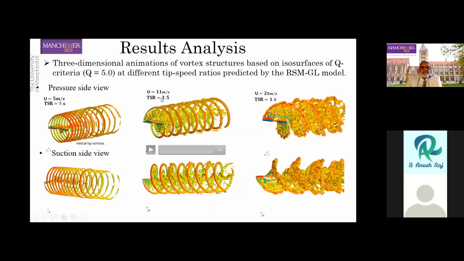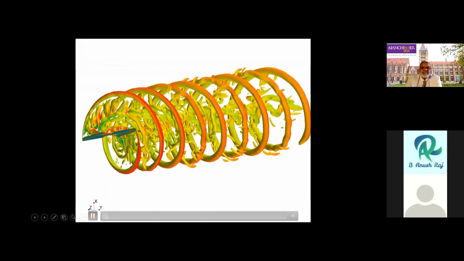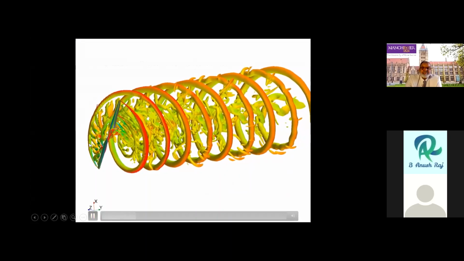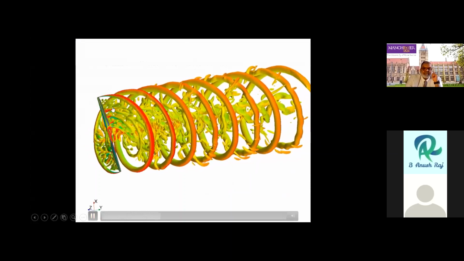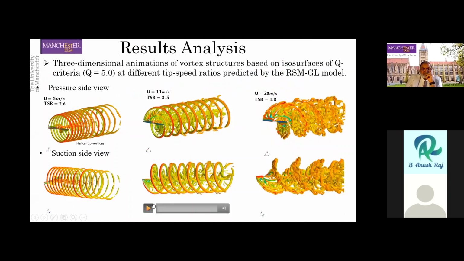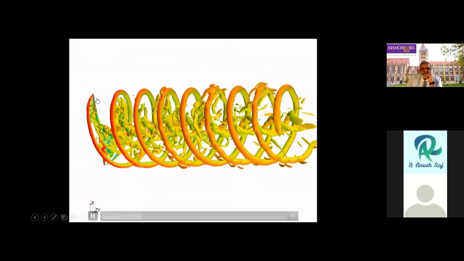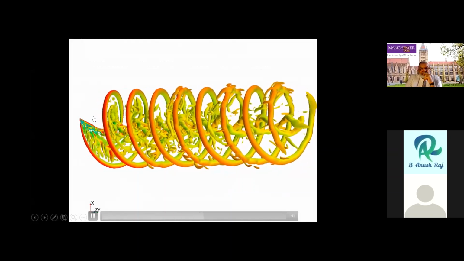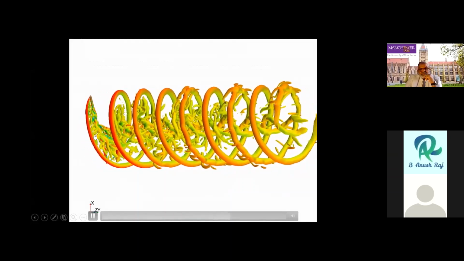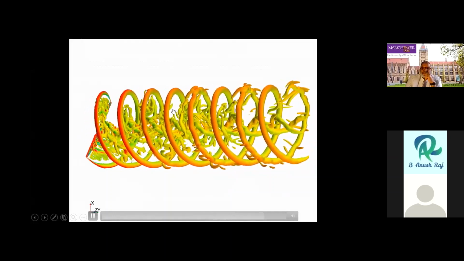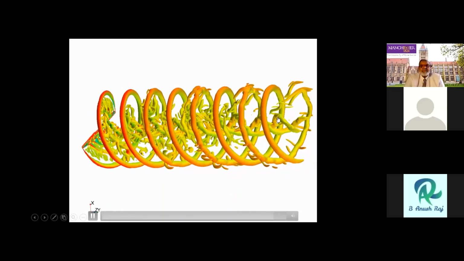But at higher wind speeds, here at 11 meters per second, we can see flow separation starts along the blade, as we can see here. And this is from the suction side, where we can see how the flow separation covered the area close to the blade surface, which leads to more instability.